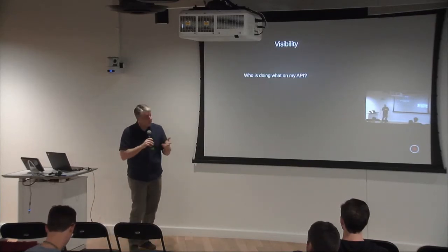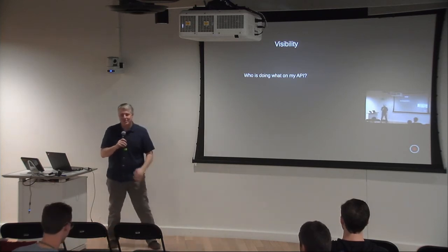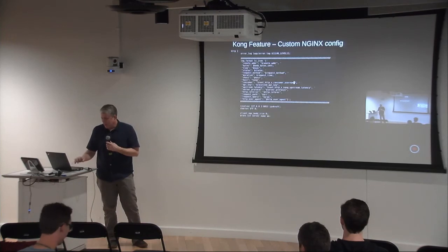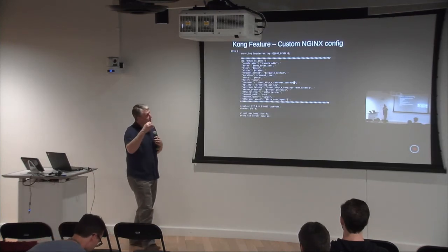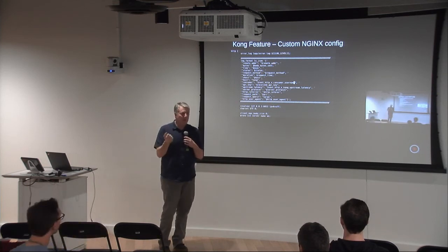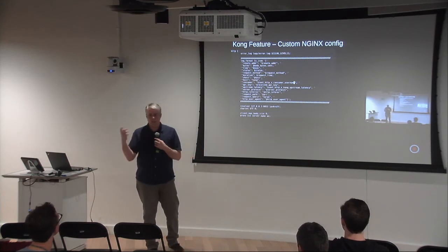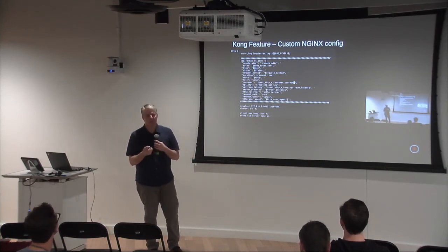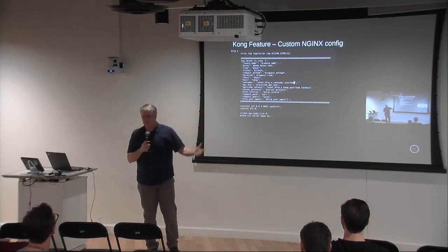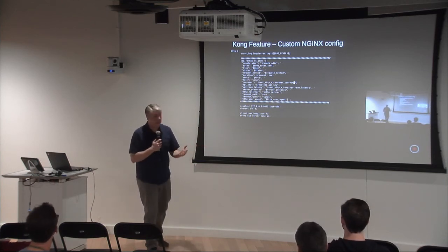Okay, last, visibility. Who's doing what on my API? All right, this is a question you constantly have to answer. So one of the nice Kong features is you can set up a custom Nginx configuration. So say, for example, your customers want to use two-way SSL certs, right? So they need an SSL cert to authenticate against your API. That's a standard Nginx setup. You can basically modify your Nginx configuration so that it happens right away.